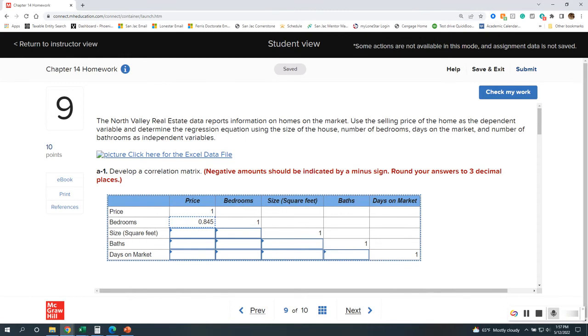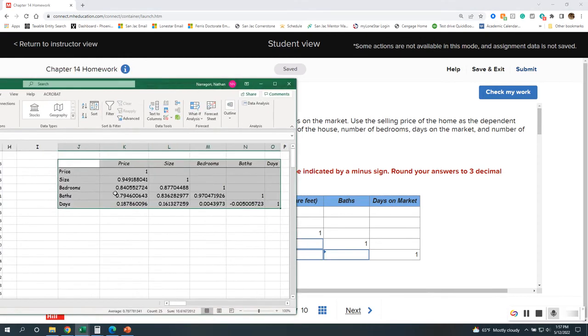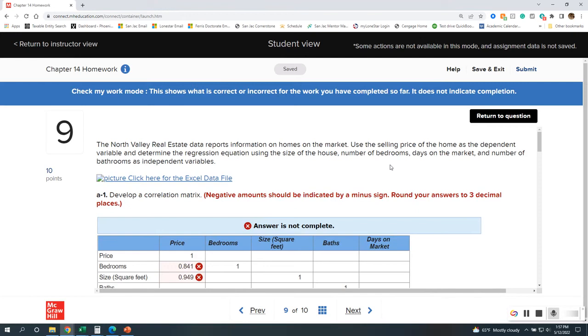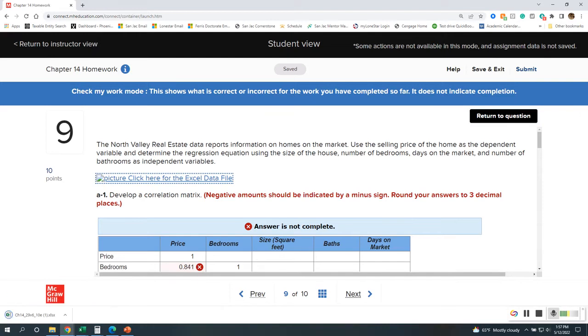So, price and bedrooms, which is this one. So 0.841. Okay. Size, 0.949. Again, we can check, and it's still showing wrong, when that is actually calculated exactly right. Let me see if I got the wrong one.